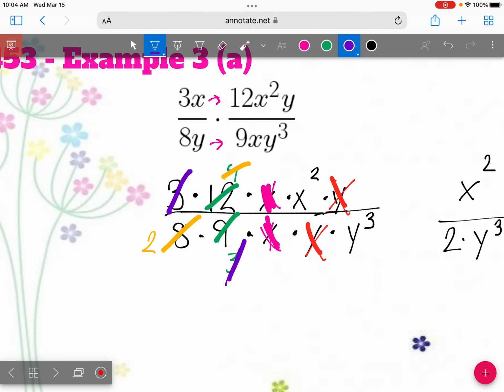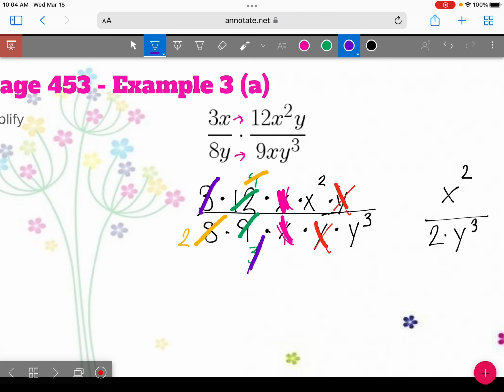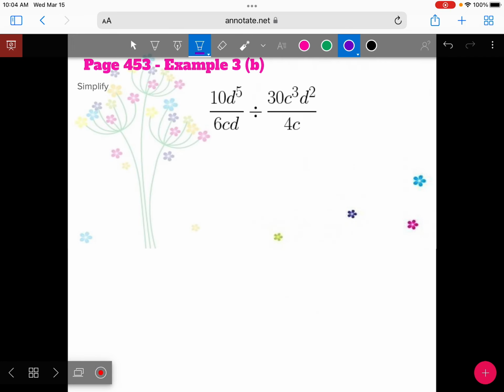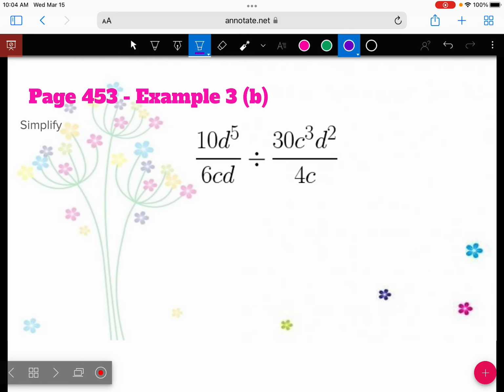So we multiply across, simplify. It's the same process we had when it was just numbers. That's our whole answer. This is our simplified answer over here. Questions on this first one? Because next we're going to do a dividing.